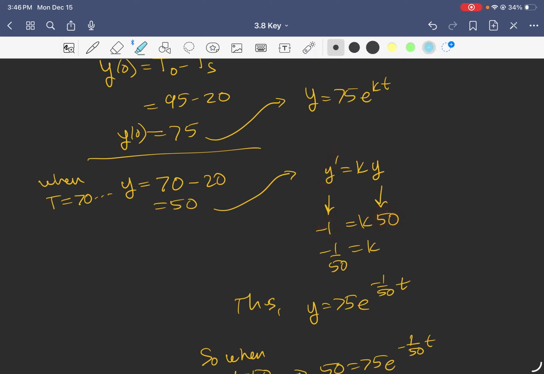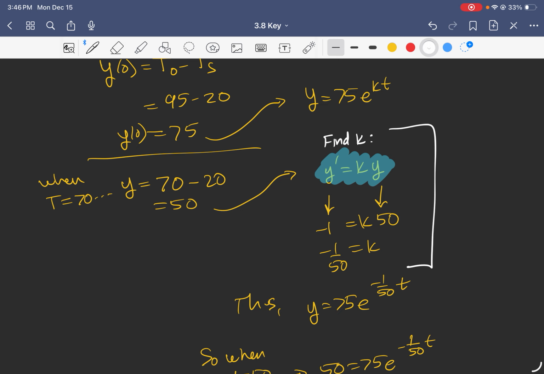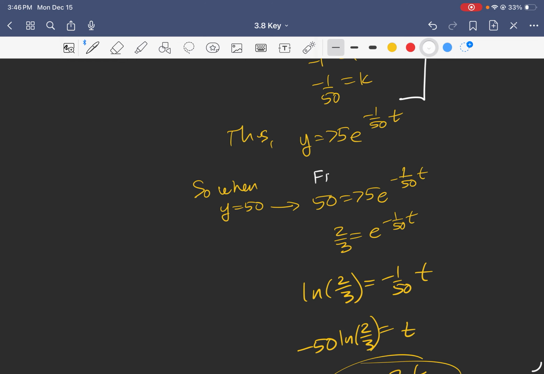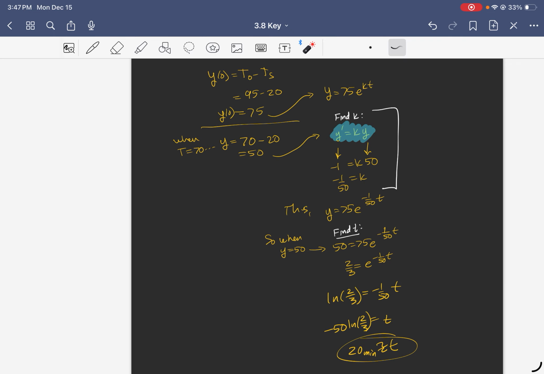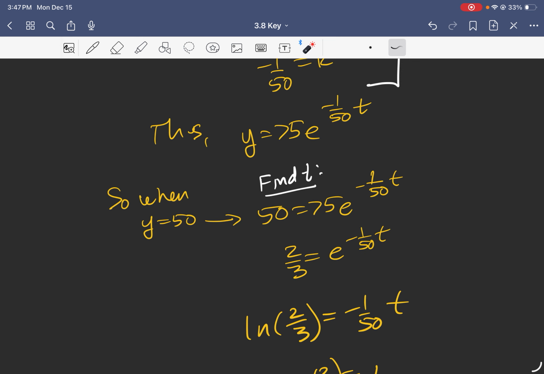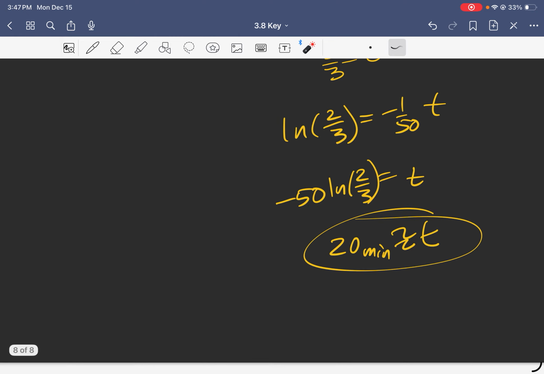So notice, if we use this equation, we can now use it to solve for k. So that's what we're doing here. We are going to find k. Thus, this is true. So right here, we're now going to find t, because you're saying, okay, how long will it take to get down to 50 degrees? Well, you're solving for t, and you're saying that the difference is 50. And when you do, you end up getting 20 minutes.